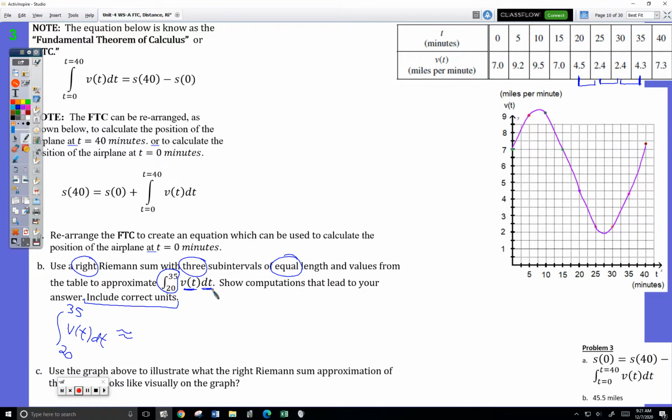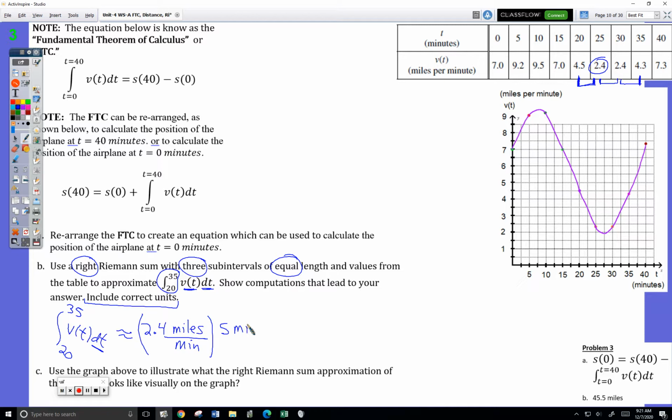So I look at my subinterval and I pick the velocity that is most right within the subinterval. So in the first subinterval, the velocity that is most right is 2.4. So that's the velocity I write down. If I write some units here, it might help me make sure I don't make a mistake. So miles per minute. That gets multiplied by a duration of time. 5 minutes.